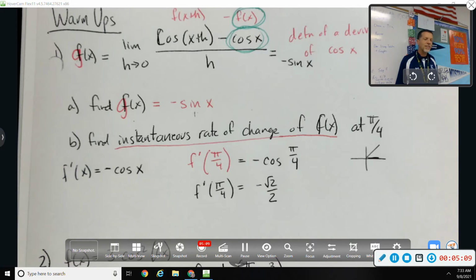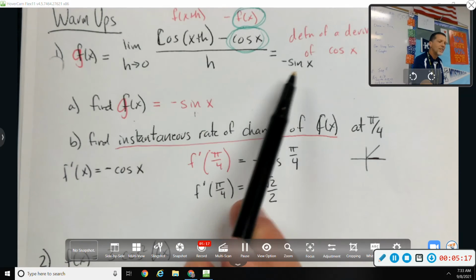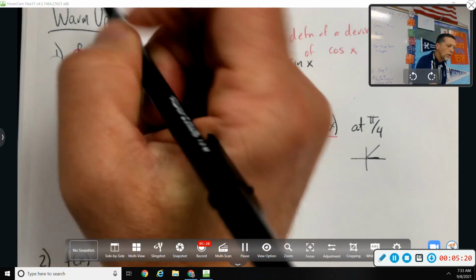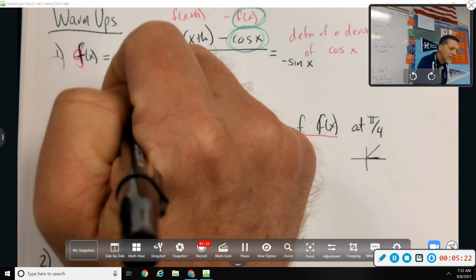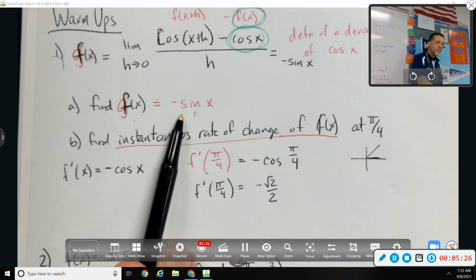It's just recognizing the definition of a derivative. So then did you derive it twice? Well, this one is negative sine of x, what we're calling f. Should have just left it as f. And then f is negative sine of x.